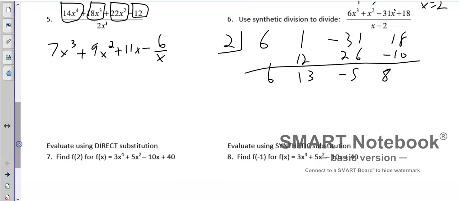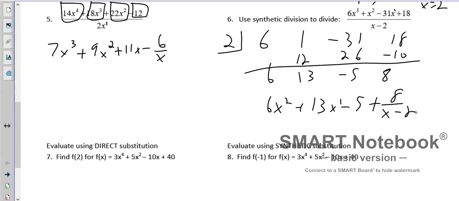Now, since we started with a cubic, 6 is going to be the coefficient of x squared. 13 is the coefficient of x to the 1. Negative 5 is our constant. And the 8 is our remainder. And we put that over x minus 2. And that's it.